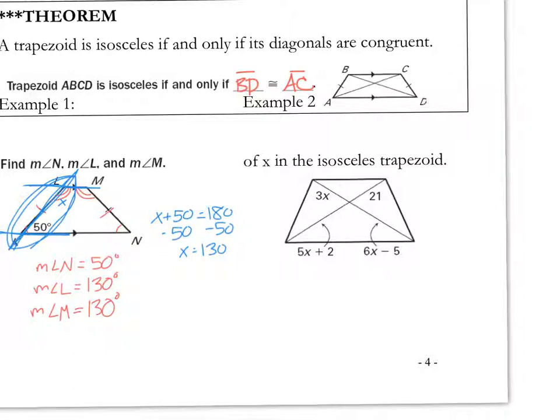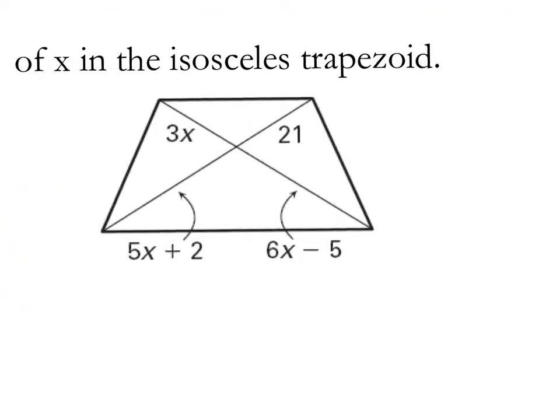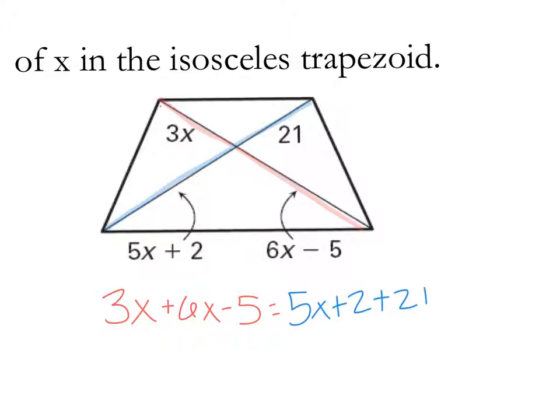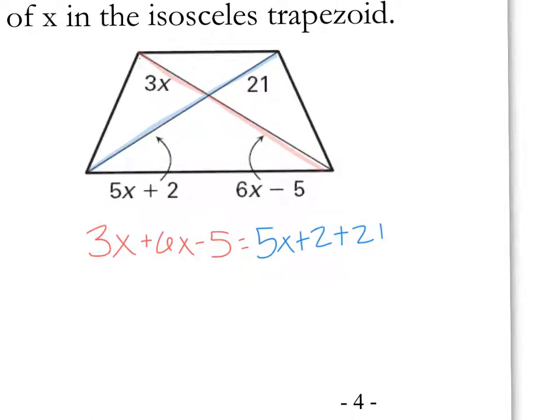All right, so then find x in the isosceles trapezoid. So if I look here, I know it's an isosceles trapezoid, so that means that this line is congruent to this line. Well, in order to find the length of that line, all you do is part plus part. So that means 3x plus 6x minus 5. And then the blue would be 5x plus 2 plus 21. So part plus part equals the whole.